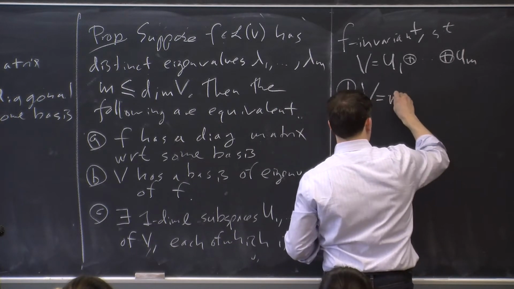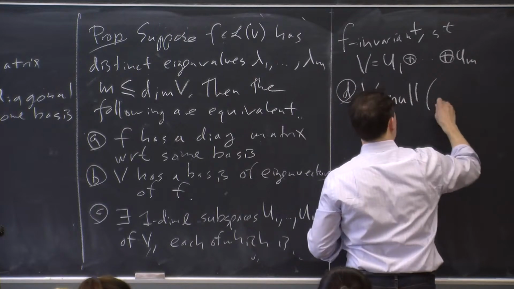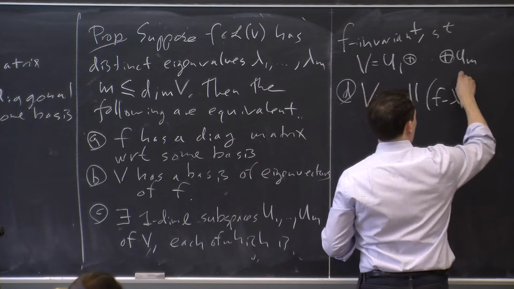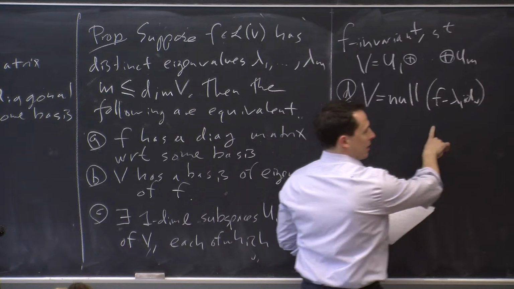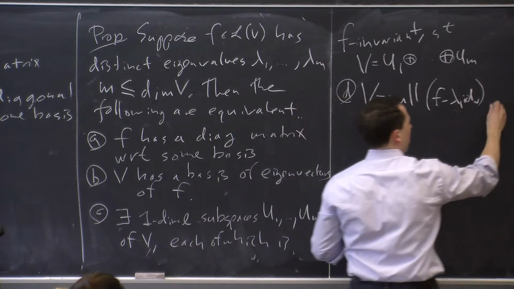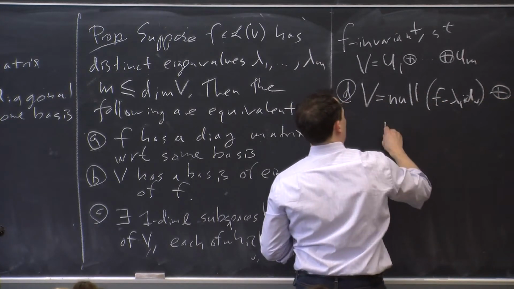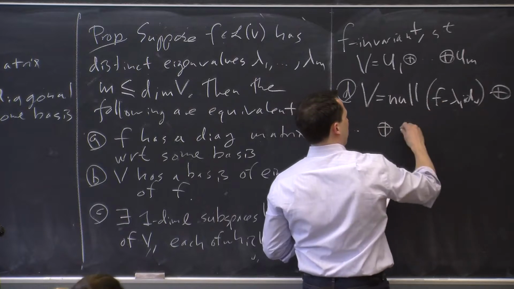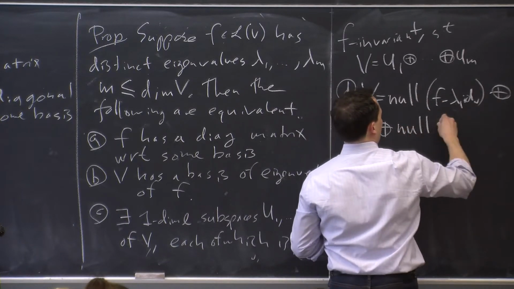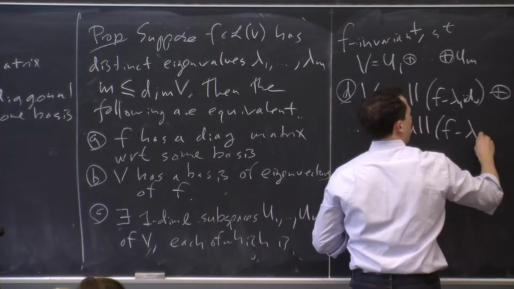And if we group the eigenvectors by that, we get an expression like this. V is the null space of f minus lambda 1 times the identity, that's the eigenspace associated with lambda 1, direct sum all the different null spaces of each eigenvalue.